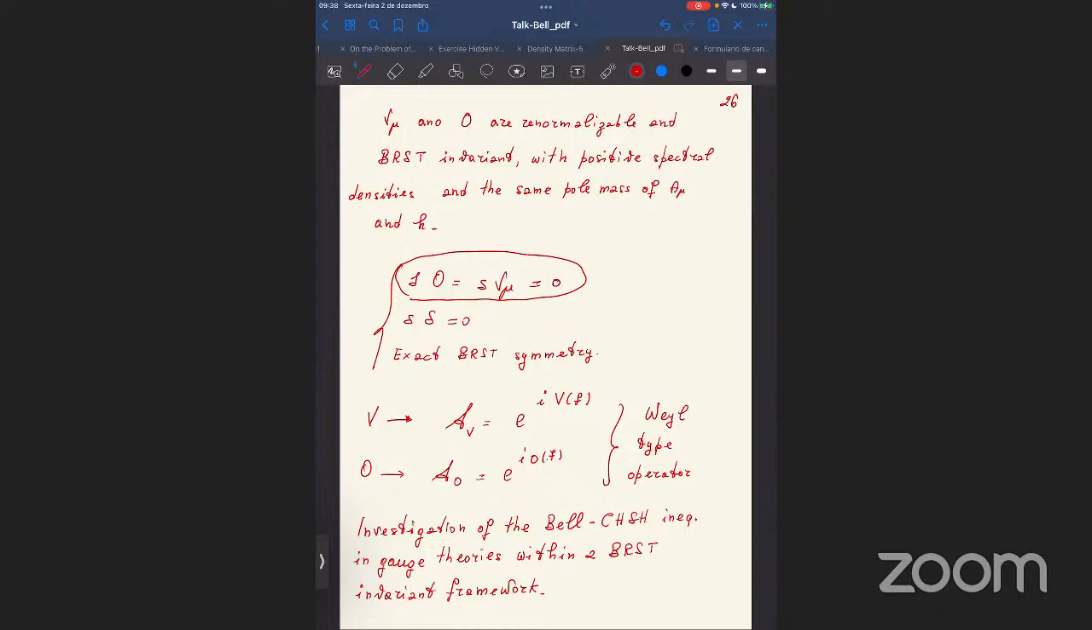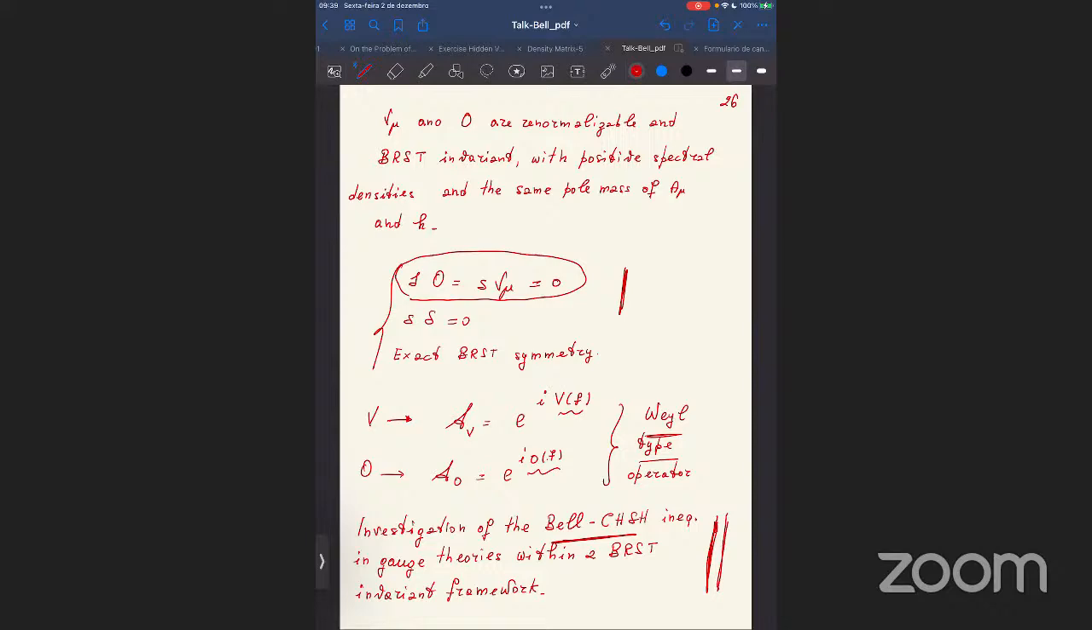It is interesting to observe that the operators O and V mu were already proposed by 't Hooft and by Fröhlich, Morchio, and Strocchi many years ago. And in a sense, we have rediscovered those operators and we have been able to confirm a lot of properties. And since they are BFST invariant, they can be exponentiated naturally. So we have a kind of Wilson type operators. So we can construct in a very easy way the CHSH combination, and we can study the Bell inequalities in gauge theories by using a BFST invariant formulation. This is a very nice project. We are already looking at this.